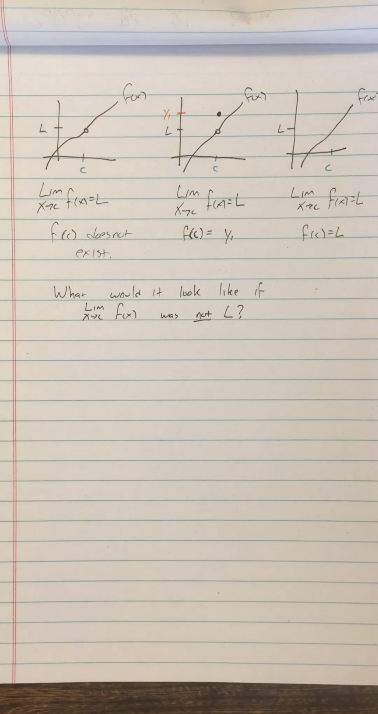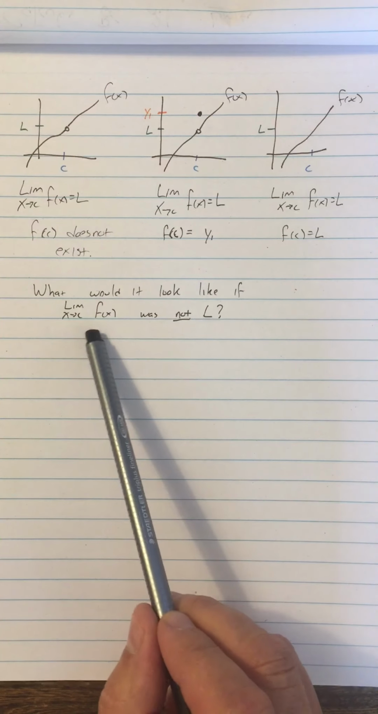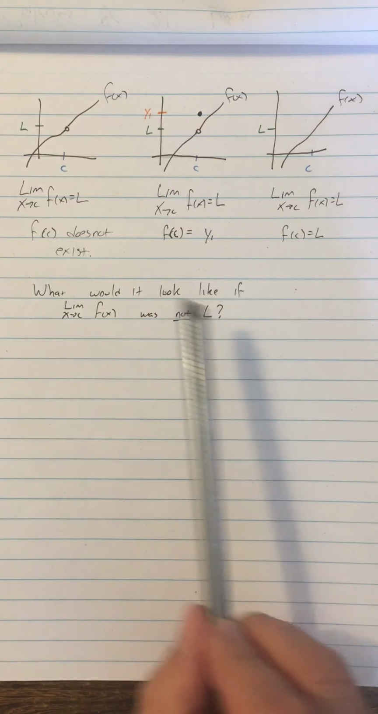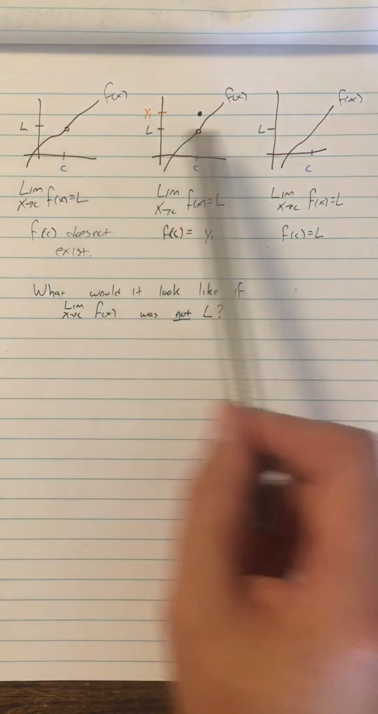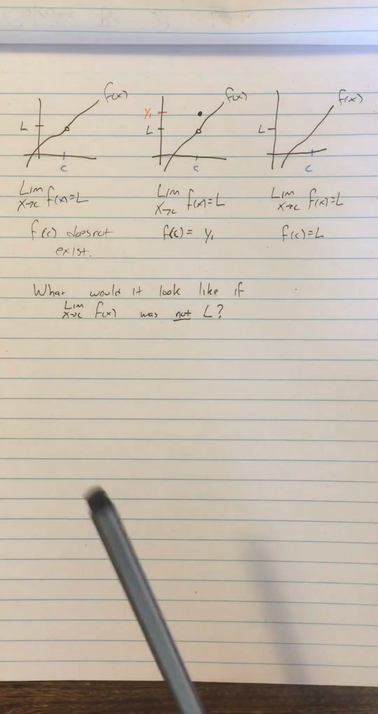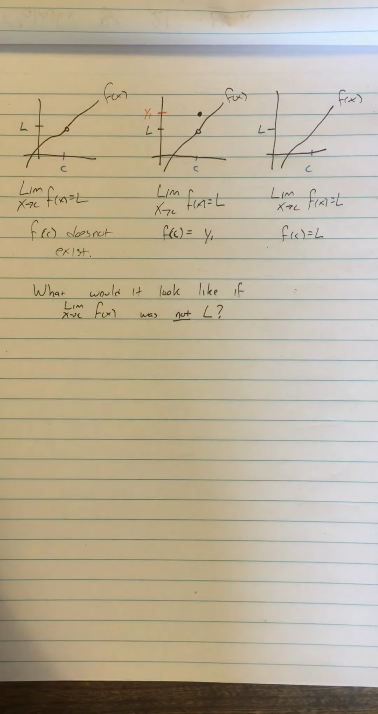So now my question to you is, what would a graph look like if the limit as x approaches c of f of x was not L? These all have a limit. So we say the limit exists and it's L. All right, what would it look like if it wasn't L? How would that look? So take a pause, think about that for a bit, and come back.